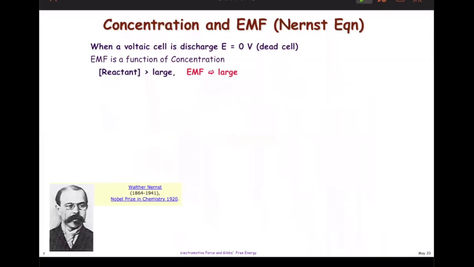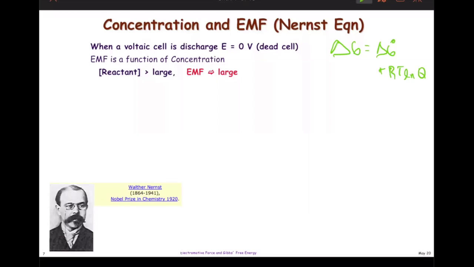So this is the main equation that I wanted to get to today. This is the Nernst equation. And the Nernst equation is the equation under non-standard state conditions. Remember, we had free energy under non-standard state conditions, and that is equal to the free energy under standard state conditions plus a correction term. And the correction term is RT natural log Q, where Q is the reaction quotient for the reaction that's taking place.